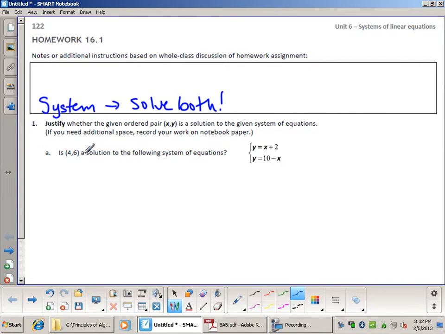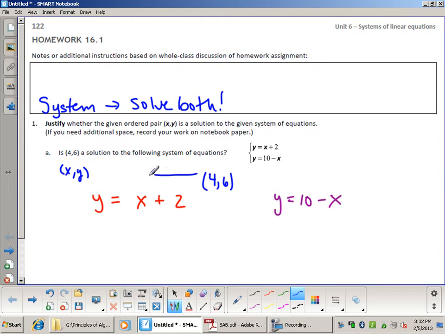So the 4, comma 6, which of course is going to be the x comma y, has to solve not just equation 1 but equation 2, which tells us exactly how we're going to check it. So we're going to look at these two equations separately, but check to make sure (4, 6) works in both. Over here we have x plus 2, over here we have 10 minus x, and let's check to see if (4, 6) solves both these equations.